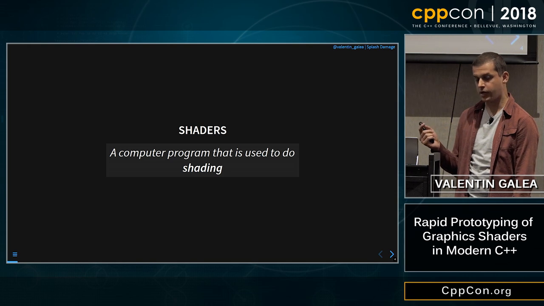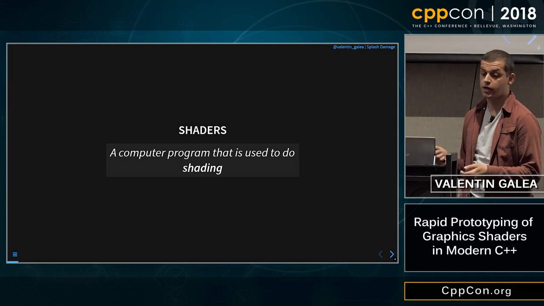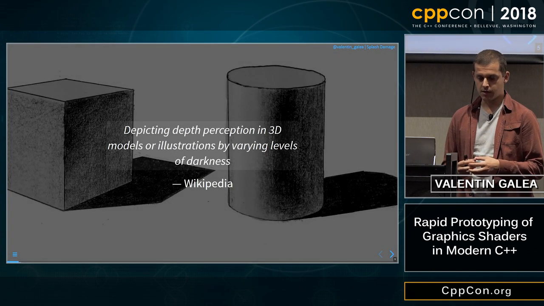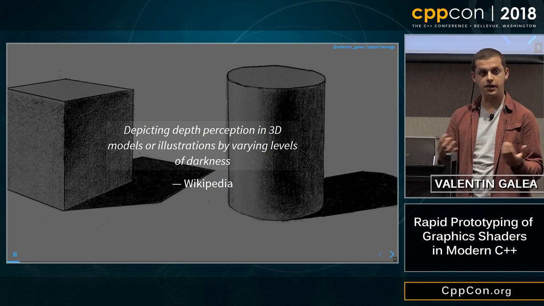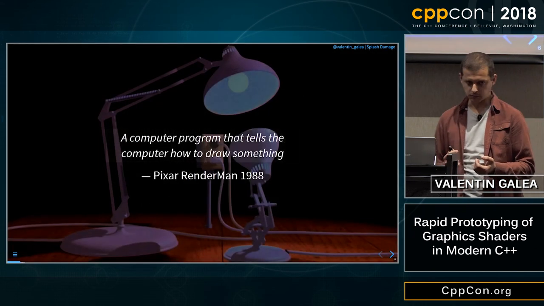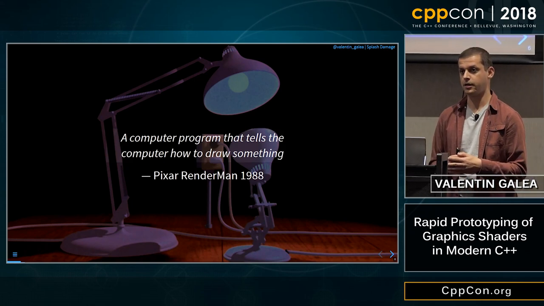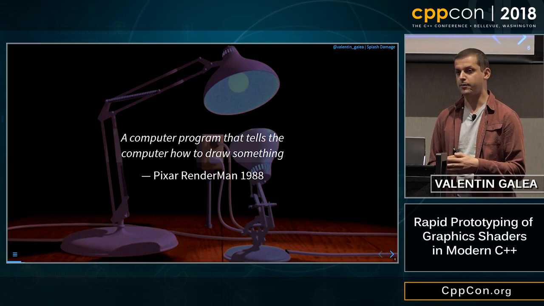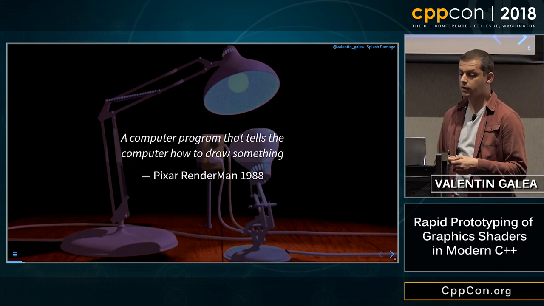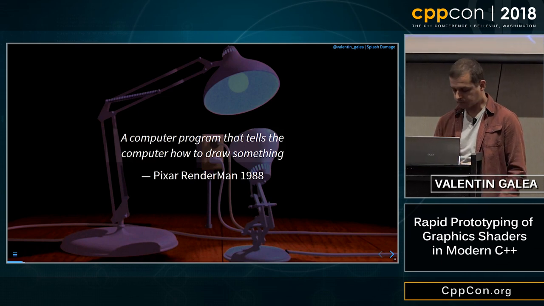So shaders, what are shaders? Well, apparently they are computer programs that are used to do shading. Fair enough, what's shading? If we look at Wikipedia, it says that it's something about depicting the illusion of 3D by varying the amounts of light and darkness, right? How about a definition closer to our domain? Let's go back all the way to 1988 with Pixar, who literally wrote a book on this. They literally invented the term shader. And for them, it meant a computer program they used to draw something. And you're looking here at a still from the very first animated movie called Luxo Jr. That was then.